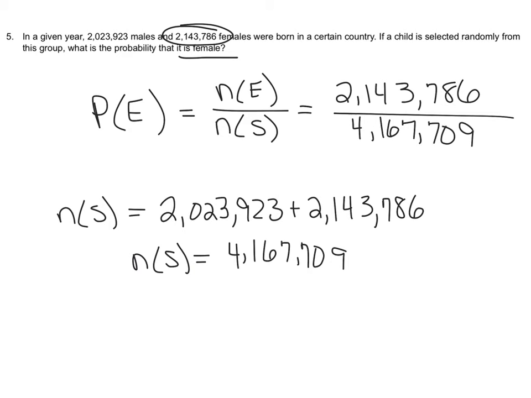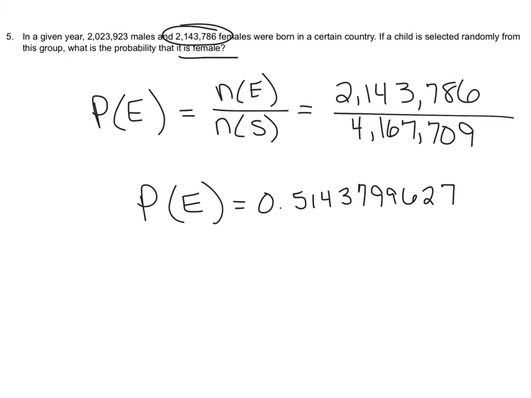Now for this problem, we're going to list the probability rounded to the nearest hundredth. So we'll just take our calculator and we'll divide 2,143,786 by 4,167,709. When you do the division on your calculator, you'll get this decimal, but we want to round to 2 decimal places. So we'll look at the value in the third decimal position, which is a 4. Since 4 is less than 5, I'll leave the second number in my decimal as is. So my answer is 0.51.